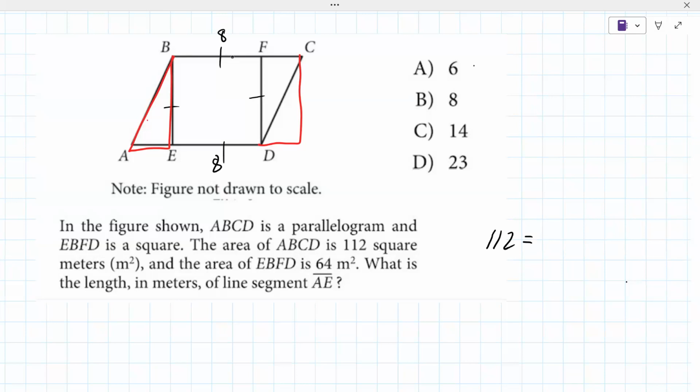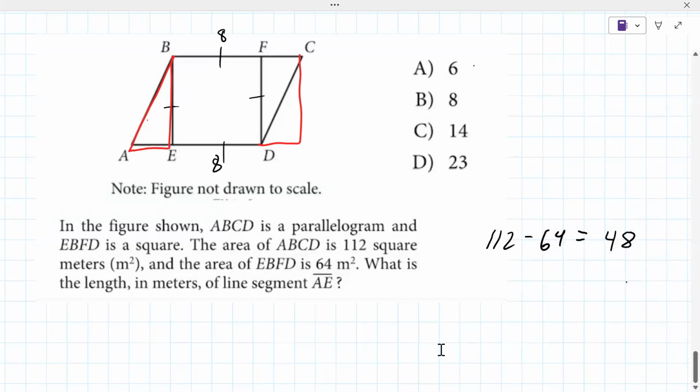Subtract 112 minus 64. What is the result of that? 48. Did you not do it this way? Did you do it a different way? Yeah, I did it. Okay, tell me what you did. I sort of assumed you did this. How did you do it?